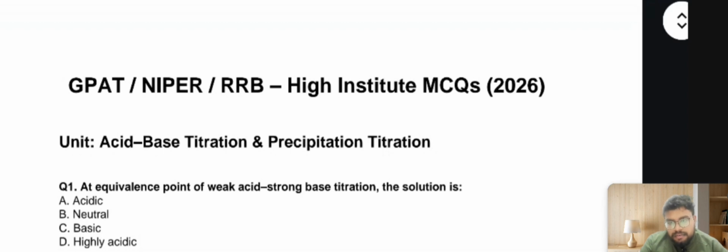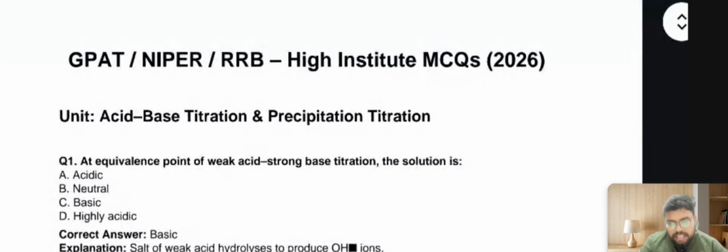Let's see which one is the correct answer. The correct answer is basic. The salt of a weak acid undergoes hydrolysis to produce OH minus ions.